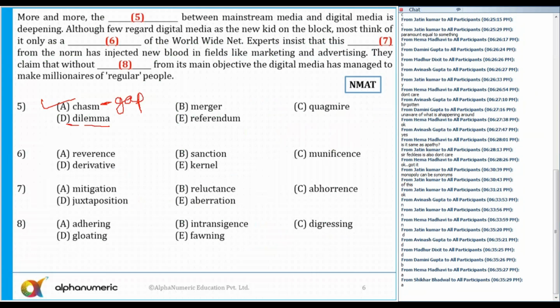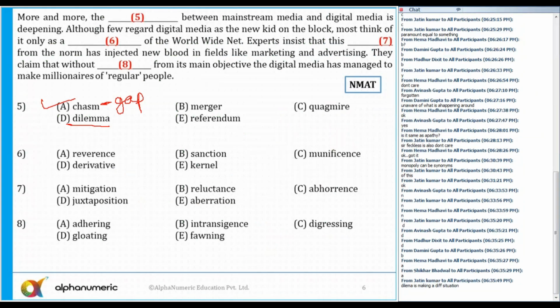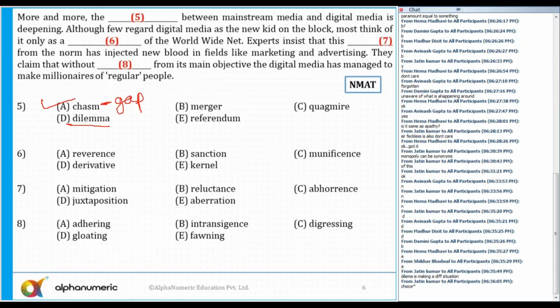Dilemma is when you have two choices and you don't know what to choose. You're in a dilemma whether I should go or I don't go. So when you're stuck between two choices, that is a dilemma. Okay. Dilemma is making a difficult situation. What? Dilemma is making a difficult situation. No, dilemma is when you are undecided. Dilemma is when you are not able to decide because you have two choices, and you don't know which one to select.